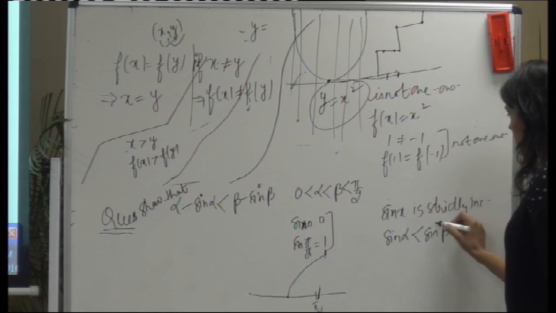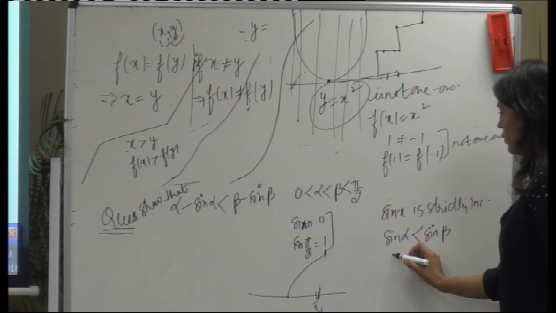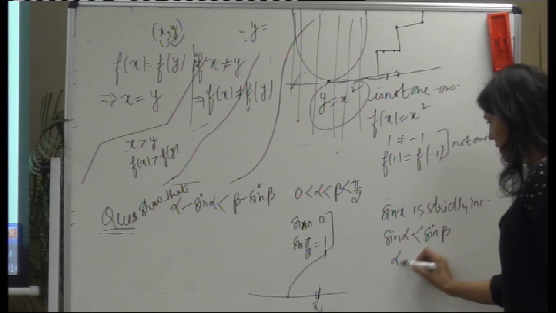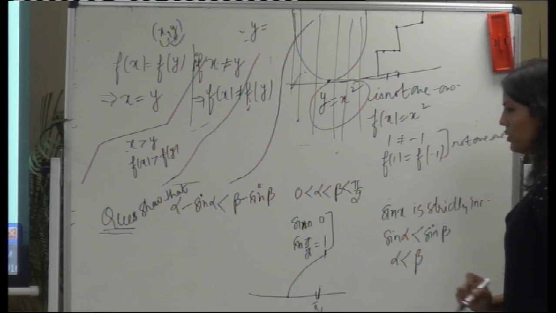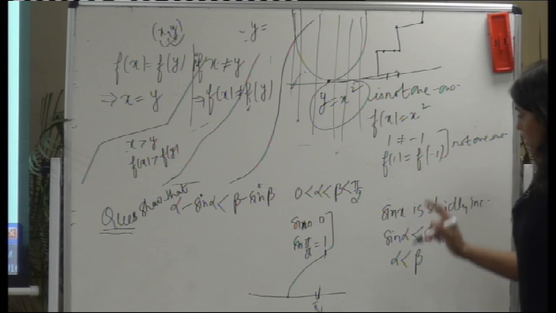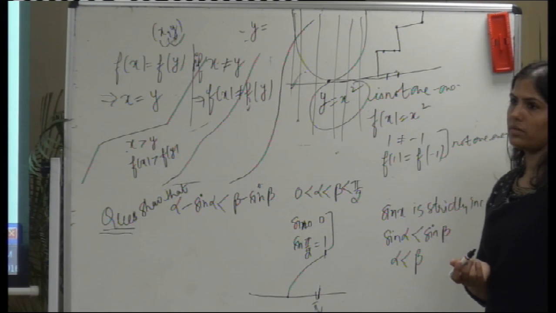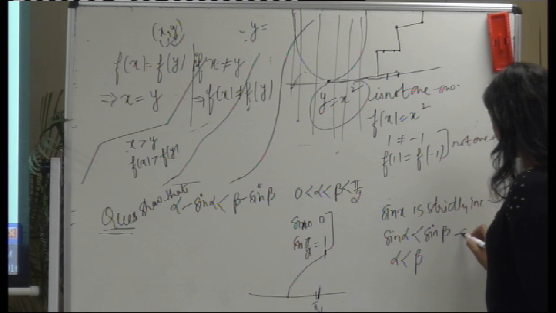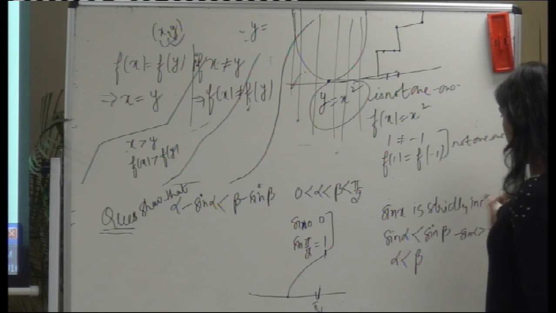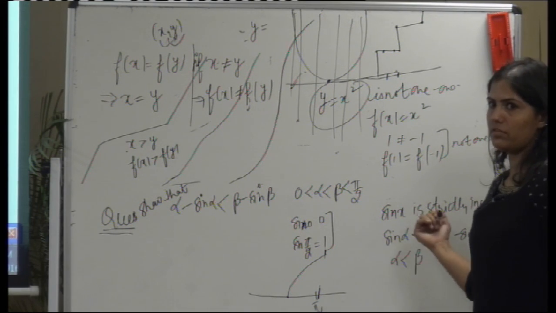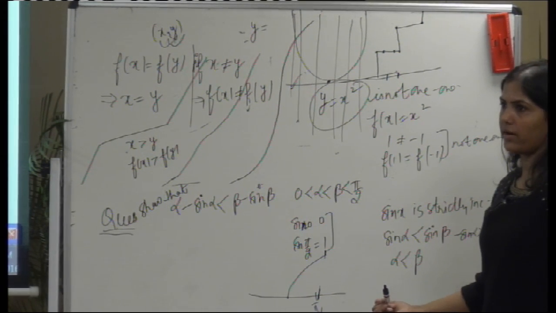Fine, good. Then what do I do? Alpha is less than beta. Yes, very good. If I subtract, then how will I be very sure? Minus sin alpha will be greater than minus sin beta. How do I add now? Confusion. One is greater, one is less than. How do I add? I can't add this way.